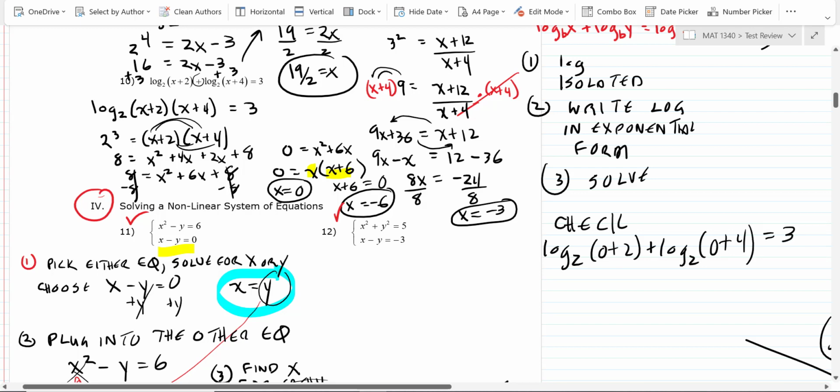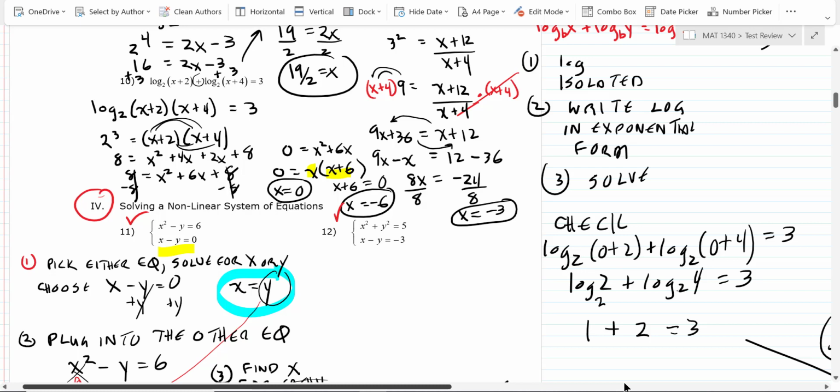You just have to make sure there's no problem with the logarithms. This would be log base 2 of 2 plus log base 2 of 4 equals 3. So there's no problem with taking the log of a positive number. The log base 2 of 2 is 1 because 2 to the first is 2. The log base 2 of 4 is 2 because 2 to the second is 4. Remember, the answer to a log is that power. So 1 plus 2 is 3, so that one works out beautifully. So x equals 0 is an answer.